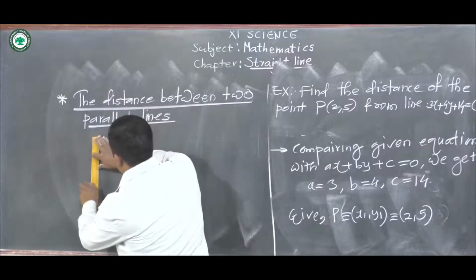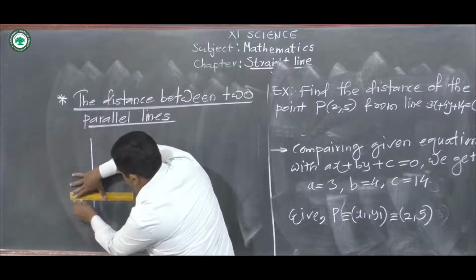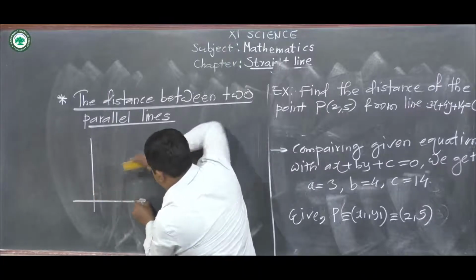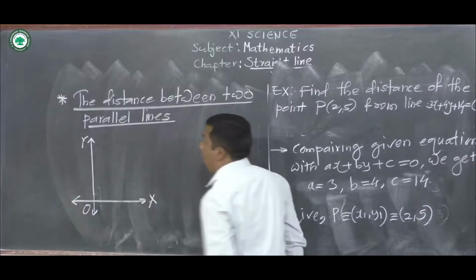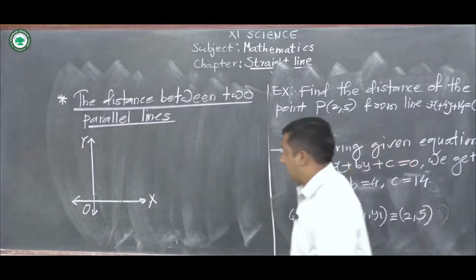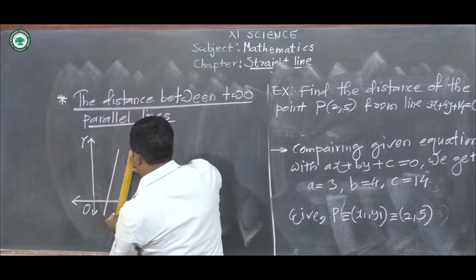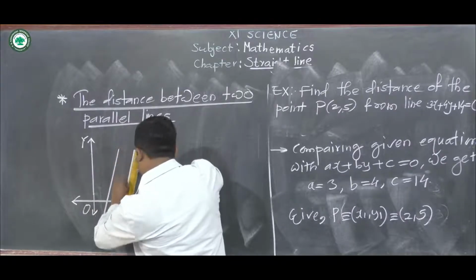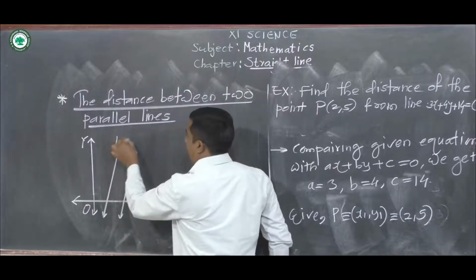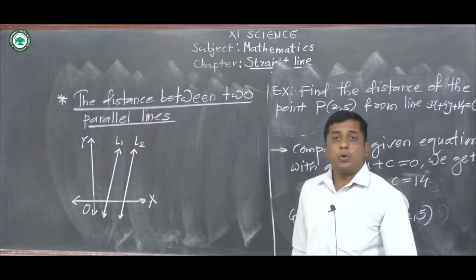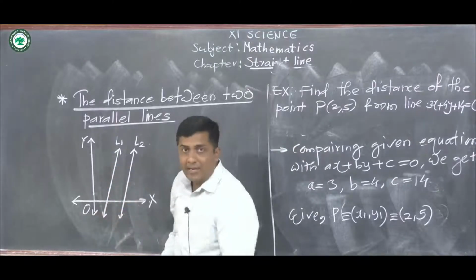Let us consider the coordinate axis. Here is the x-axis, here is the y-axis, origin is at O. Now we have to consider the parallel lines. Suppose the lines are like this. These two, first is L1, second is L2. Here L1 and L2 are parallel lines. Here we have to find the distance between L1 and L2.